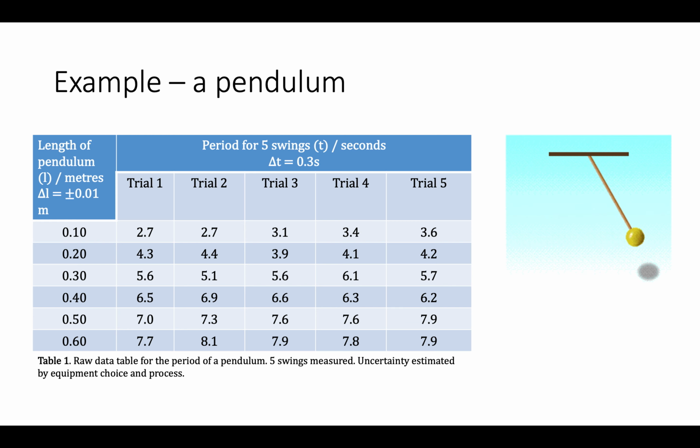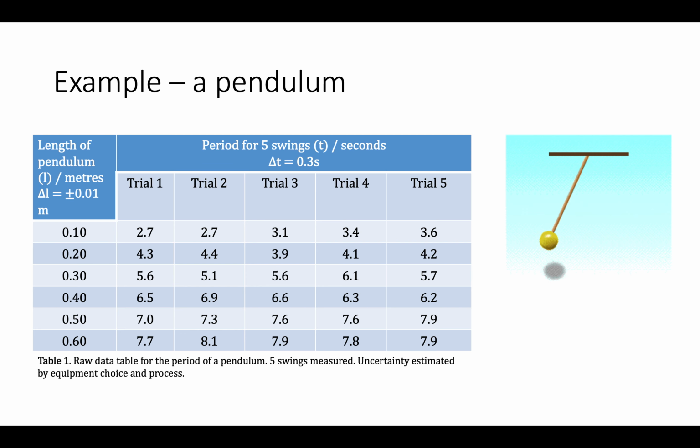The only other thing I'll point out about this table is the consistency. The number of decimal places in each column is the same. The number of decimal places in the periods is the same as in the uncertainty, and ditto for the length. It says 0.10, 0.20, etc. because the uncertainty in length is plus minus 0.01. Same number of decimal places. And finally, notice I've labelled it table 1 and I've given it a little description. That's something you should always do for all of your tables and graphs.